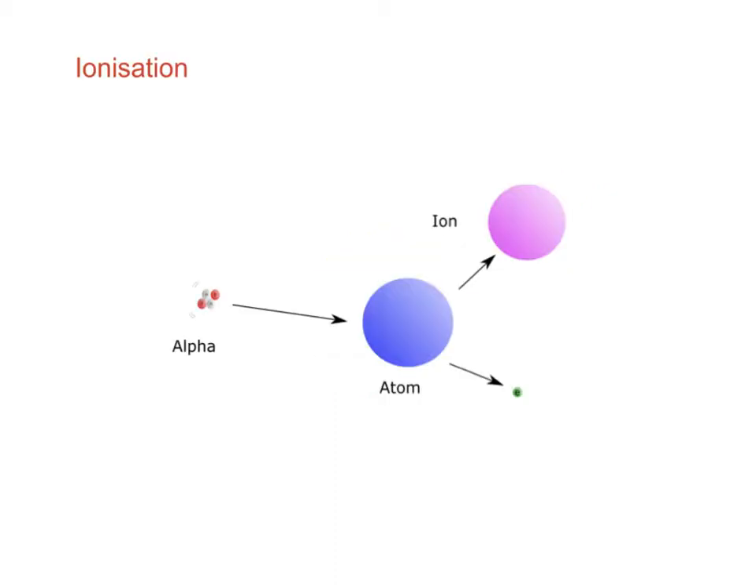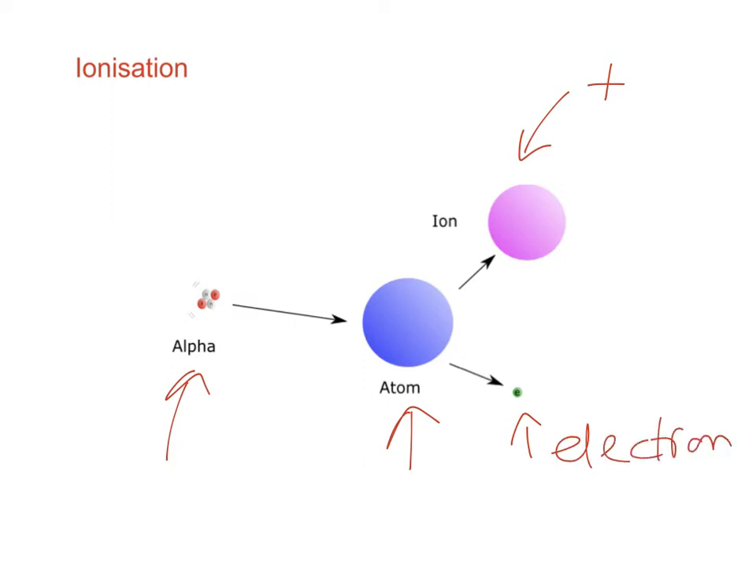All 3, alpha, beta and gamma, cause ionisation. This is where, for example, an alpha particle collides with another atom. This could be an atom or a molecule, maybe a particle of air. When the alpha particle collides with the atom, it splits it into a positive ion and a negative ion, which is an electron that's been knocked off. The positive ion is basically the rest of the atom that was collided with minus the electron. As we said before, alpha is the most ionising because it's the heaviest, beta is the next most ionising, and gamma is not very ionising at all.